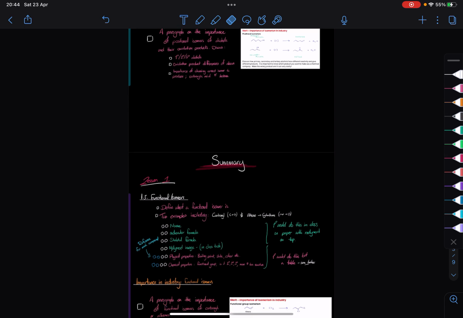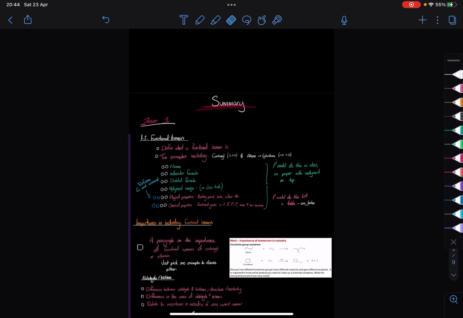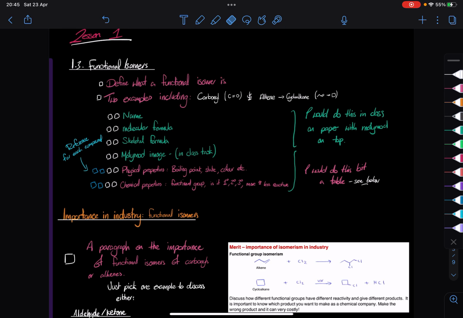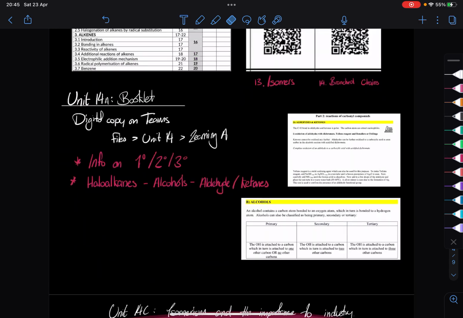The last section we're going to look at is to do with functional isomers. This is 1.3, functional isomers. Again, same pattern over and over again. What's a functional isomer? Give me some examples with the mods and the drawings, a table of their properties and chemical properties, and then finally, importance in industry. So just so you can see the repetition here.